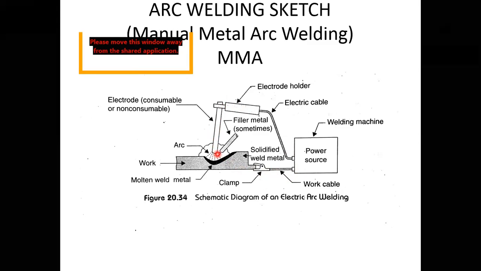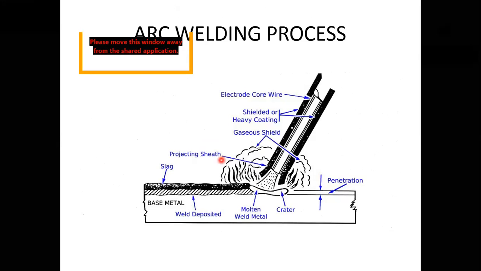Initially, you touch the workpiece and take it away. Momentarily you touch it and take it away. You maintain a gap of 2 to 3 mm from the workpiece surface. Instantaneously, a huge quantity of heat is developed and arcs are developed. It is clearly visible. At the tip of the electrode, due to very high temperature, the electrode material melts and forms the joint here. This is the principle of arc welding.